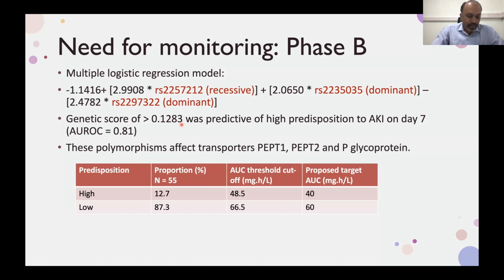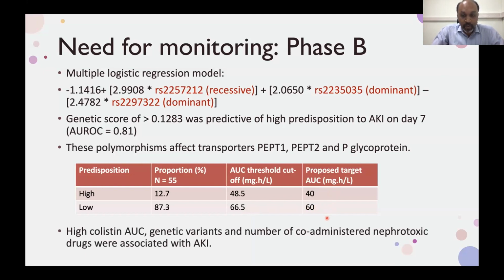And patients with high predisposition to acute kidney injury constituted 12.7% of patients recruited for the study. And we identified a lower AUC cutoff of 48.5 milligram per liter in patients with high predisposition, compared to a cutoff of 66.5 in patients with low predisposition. Therefore, we propose two different targets for patients with high and low predisposition to colistin-induced AKI, which is 40 and 60 respectively. In this study, we identified high colistin exposure, presence of genetic variants, and the number of co-administered nephrotoxic drugs as significant factors predisposing to colistin-induced AKI.